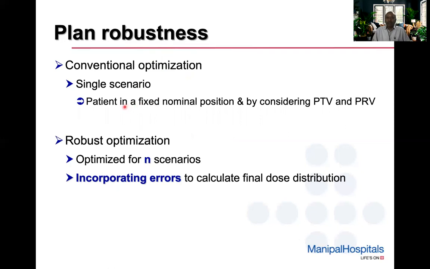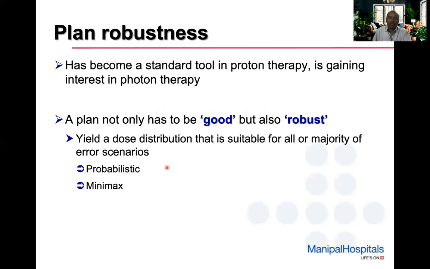That is, the patient is treated as if in a fixed nominal position, and the optimization is done by considering the PTV and the PRVs. However, in robust optimization, different types of scenarios are considered, incorporating errors to calculate the final dose distribution. So optimization is done based on considering different error scenarios.